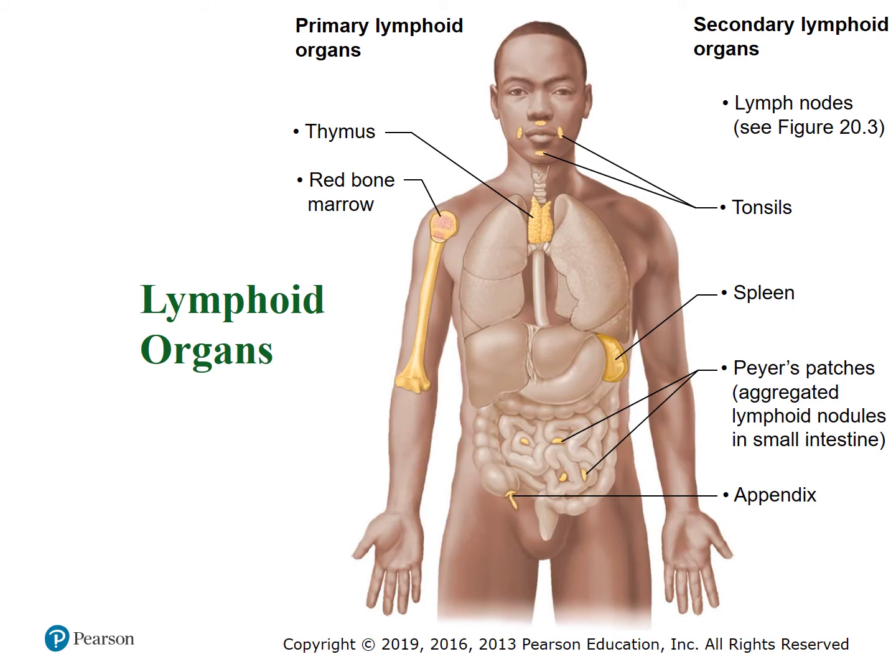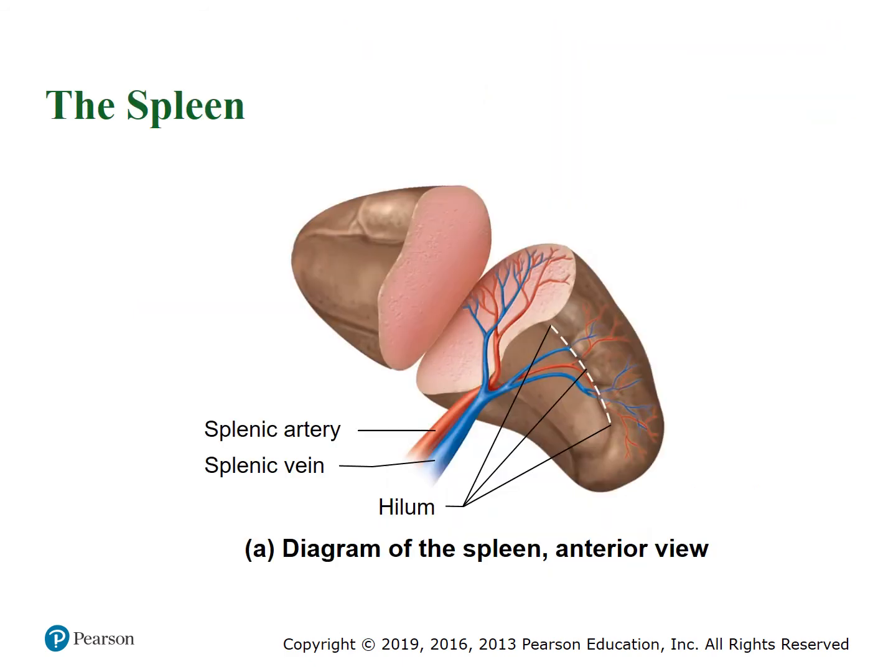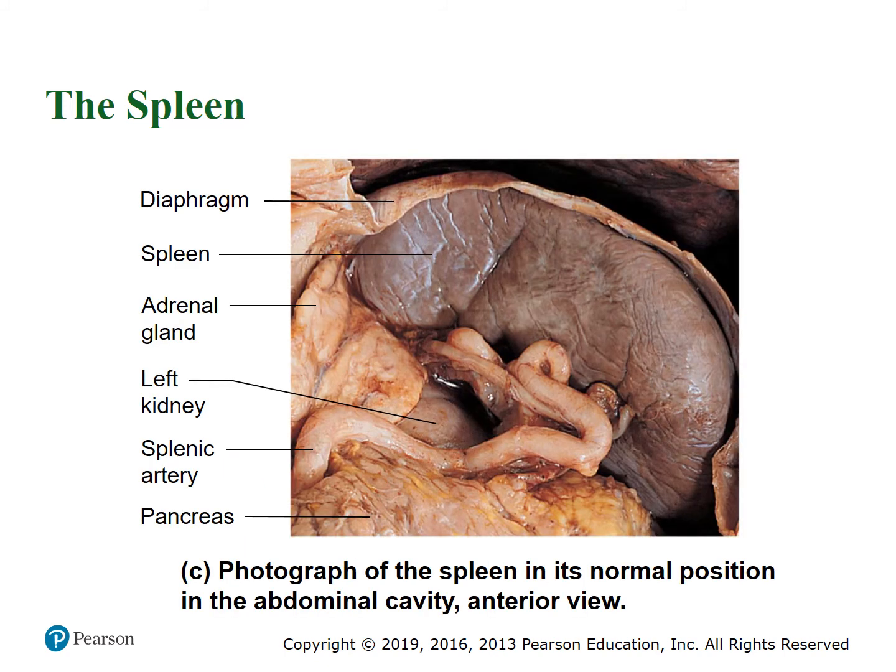So here's the location of the spleen. If you look in the middle on the right, you can see it's about the same level as the stomach. So here's a basic diagram of the spleen. You can see the splenic artery and the splenic vein and the location of the hilum. So here's a photograph of a spleen in its normal position. So you see where the spleen is and where the splenic artery is as well.